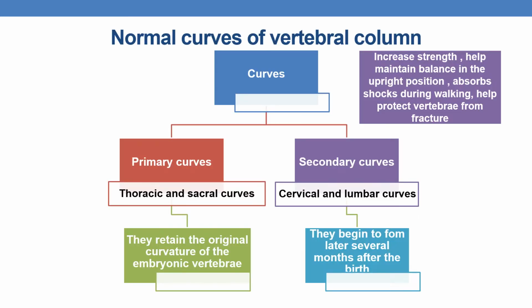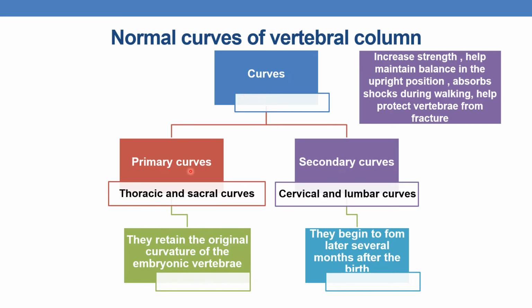Coming to the curves of the vertebral column. Usually there are normal curves in the vertebral column. The purpose of the curves is that they increase the strength, help maintain balance in the upright position, absorb shocks during walking and help protect the vertebrae from fracture. These are the functions of natural curves.